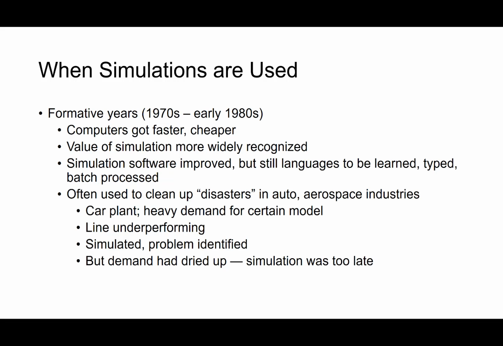In the 1970s and 80s, computers got much faster and the value of simulation became much higher. As the software improved, the languages still need to be learned, typed, and processed. They're often used in retrospective, like cleaning up disasters in auto and aerospace industries. So instead of going and fixing a problem before it occurred, it would find why is something happening and go to troubleshoot and fix it.